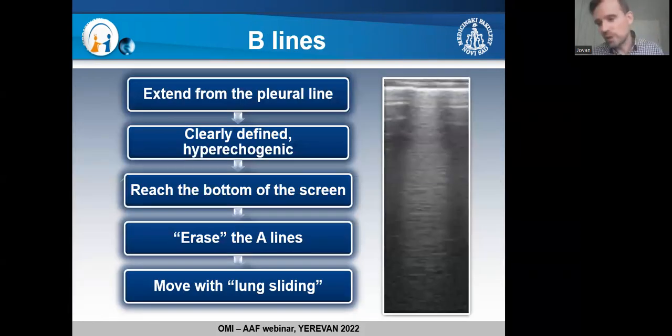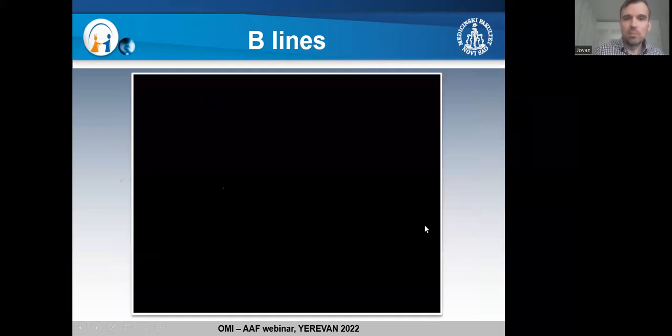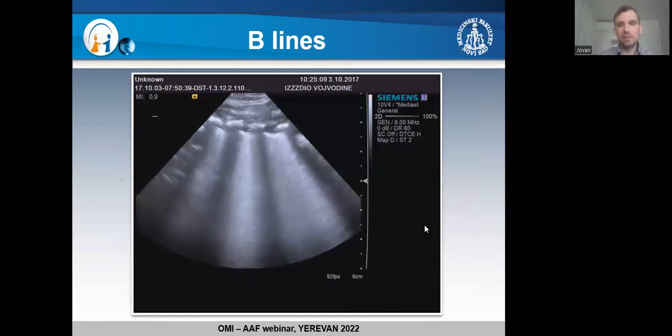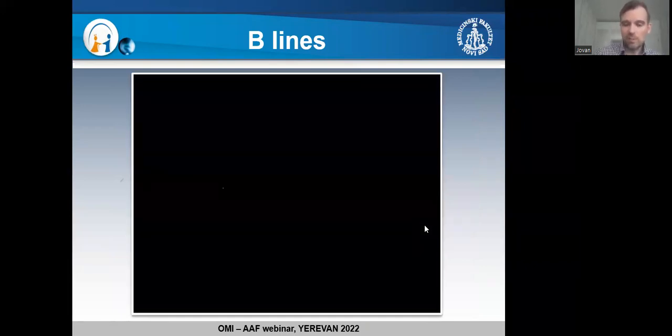And now we're coming to those B lines. So you already saw them. They're white. They extend from the pleural line. They are clearly defined, hyperechogenic, reach the bottom of the screen, erase the A lines on their path, and they move with lung sliding, which you can very nicely see here.